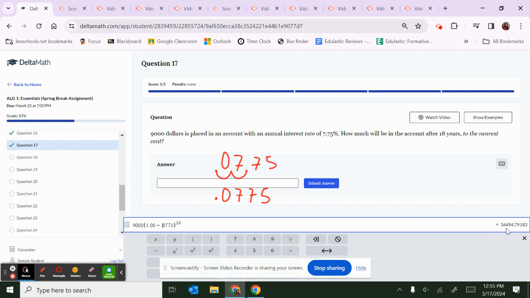So the answer would be 34,494.791. It says round to the nearest cent. So you look at the third number after the decimal point. Because it's not 5 or larger, the answer is 34,494.79. So again, that's the amount the account will be valued after 18 years at this rate. So again, guys, I just type that in, and that is my answer.